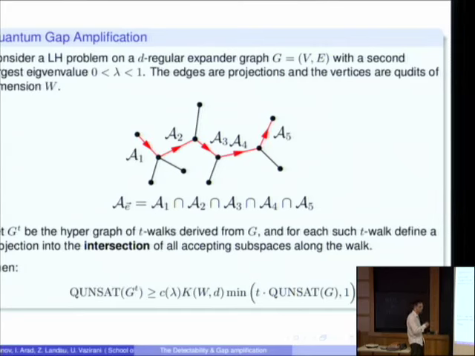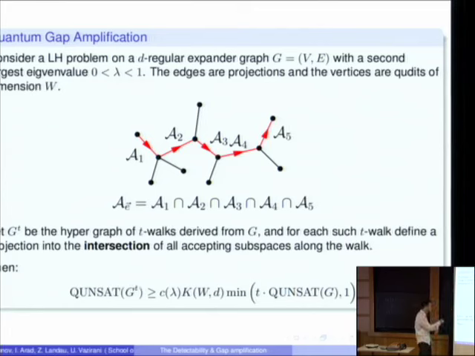So this is the formal definition of the quantum gap amplification lemma. Essentially we say, okay, we have a quantum system, a local Hamiltonian that is defined on a d-regular expander with some largest eigenvalue lambda. And now we build a new local Hamiltonian system by looking at all the t-walks, and for every such t-walk we look at all the accepting subspaces along the walk, and we take their intersection, and by this we define the new projection.